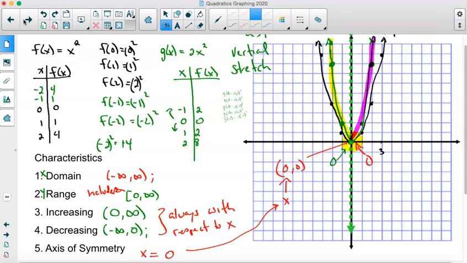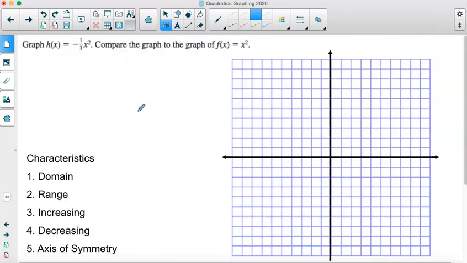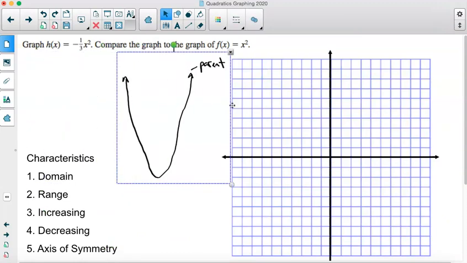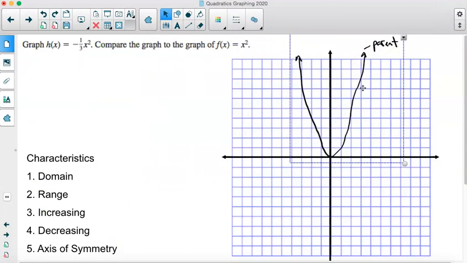All right, let's take a look at one more example here. We have h of x equals negative 1/3 x squared compared to the graph of f of x equals x squared. Let's see where we're at here. So we have our parent function. I'm not going to graph that parent function again. I'm just going to come back to this one and maybe I'll steal it from here. And there's my parent function, somewhere around there. I did my best there.